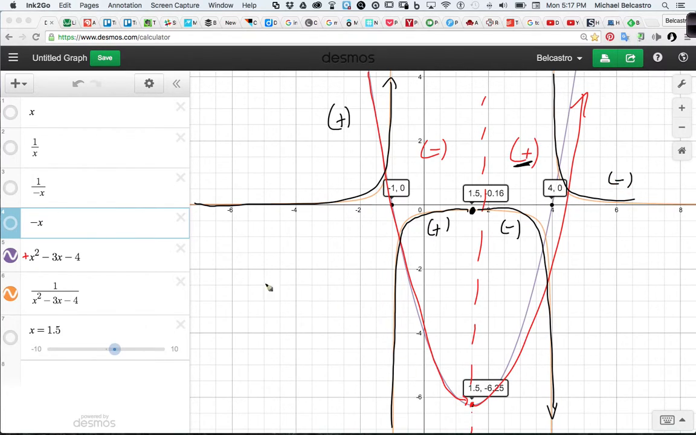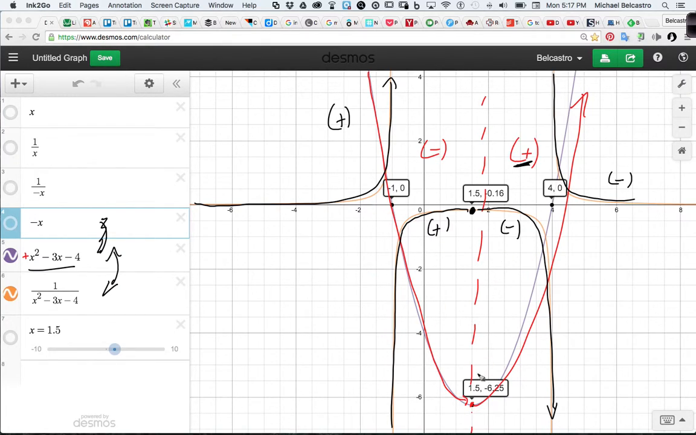So always keep in mind the relationship between the original and the reciprocal of that function. If the original is increasing, then the reciprocal must be decreasing at those points, and vice versa.